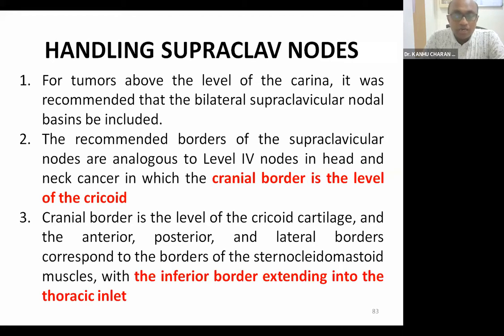The cranial border is the level of the cricoid cartilage, and the anterior, posterior, and lateral borders correspond to the borders of the sternocleidomastoid. As you contour the supraclavicular areas in head and neck cases, or in breast cases, you can handle the supraclavicular region very nicely. But remember two or three things. If your growth is above the carina, include the supraclavicular nodes, and your margin should not go beyond the cranial border of the cricoid.